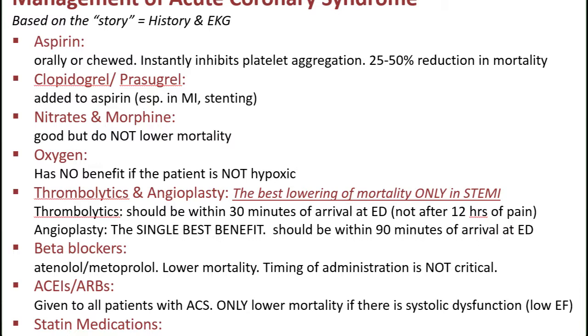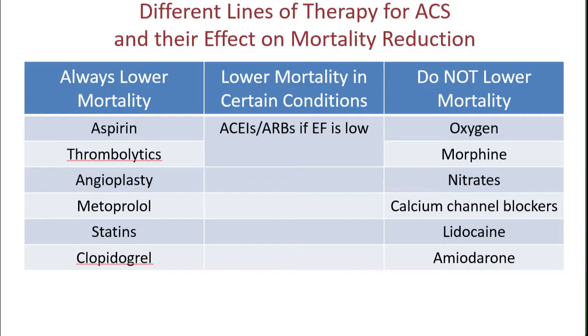They lower mortality. ACE inhibitors are given to all patients, but they lower mortality only in patients with low ejection fraction. Statins also are given to all patients with acute coronary syndrome, but they lower mortality only if the LDL is elevated. So this is the full list of how we manage acute coronary syndromes. So what lowers mortality? Aspirin, thrombolytics, angioplasty, metoprolol, statins, clopidogrel. The best is angioplasty. The most lowering of mortality is angioplasty and thrombolytics in STEMI.